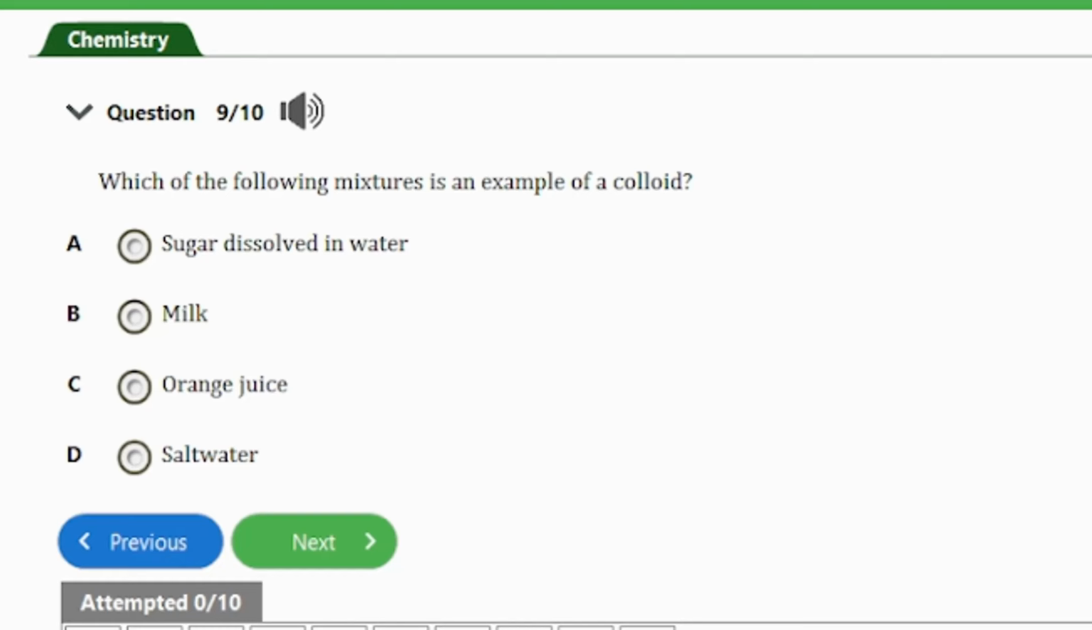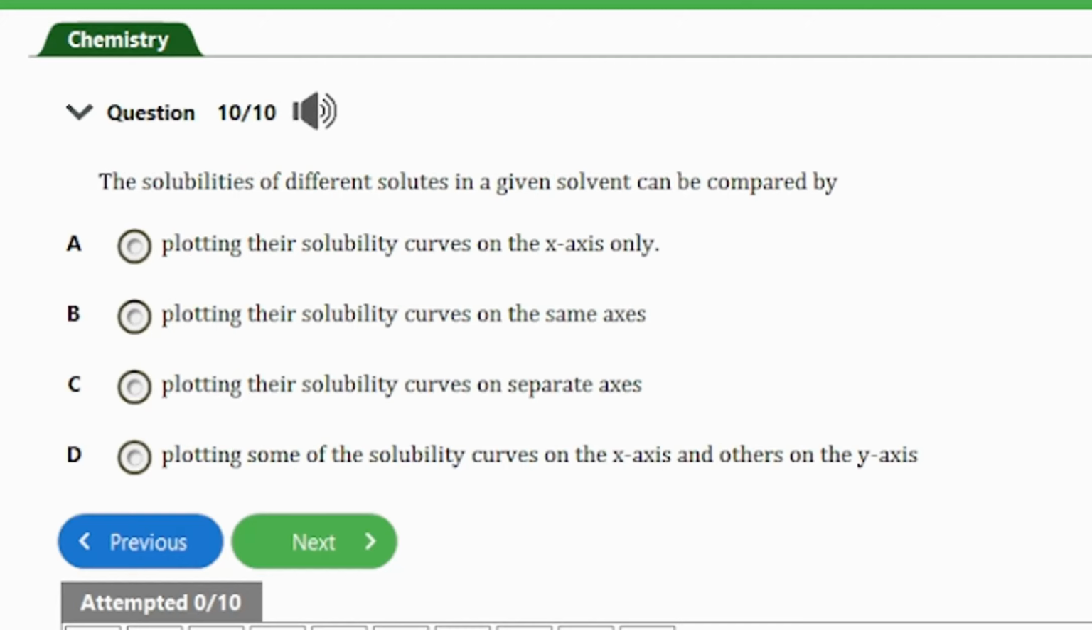It says, which of the following mixtures is an example of a colloid? We have A. Sugar dissolved in water, B. Milk, C. Orange juice, D. Salt water. So guys, the answer to this question is option B, and that's milk. So let's consider the next and the last question here.